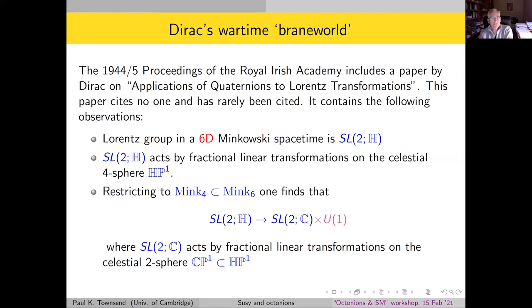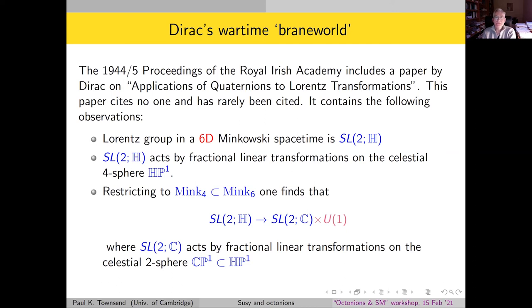So actually the history really begins, I think, in 1944-45, because there's a paper by Dirac in the Proceedings of the Royal Irish Academy. Of course, one of the famous members of that academy was Hamilton, so that may account for why the paper is in that particular journal. But also, of course, 44 was wartime, so maybe they simply didn't publish it until the war was over. In any case, he has a paper in that journal, and it doesn't cite anybody, and it has never been cited. In fact, I've never seen it cited except once, in a paper, and that's because I told the authors about it.